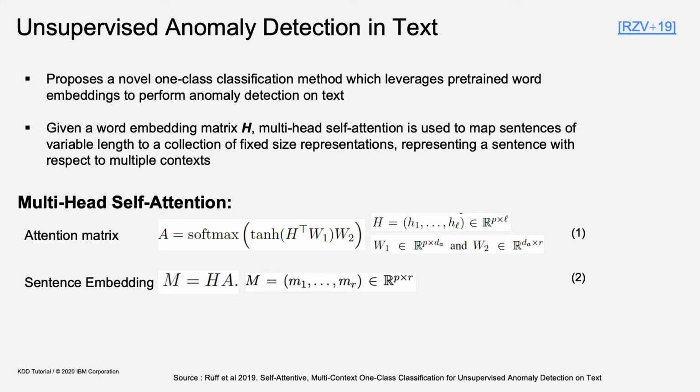For example, the word March can be a month or a march past. Hence, based on the context, a different representation is required for a given sentence. In the self-attention, given a word embedding matrix of the input sentence, the attention matrix is computed as shown in equation 1. Once the attention matrix is computed, it is multiplied with the word embedding matrix to get the sentence representation as shown in equation 2.